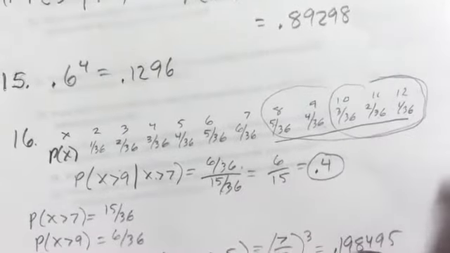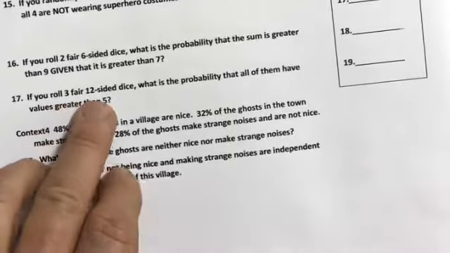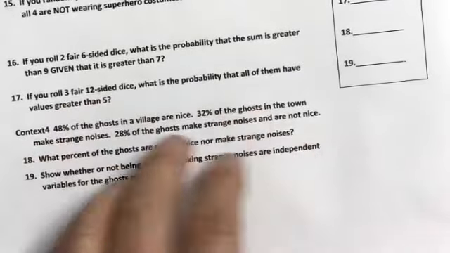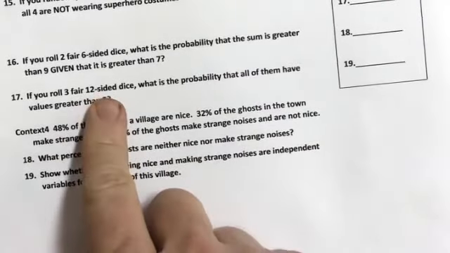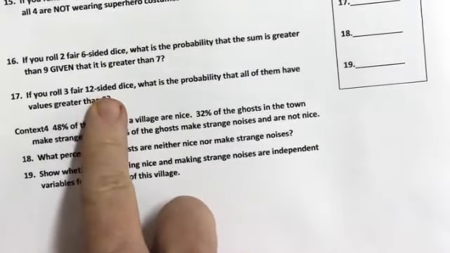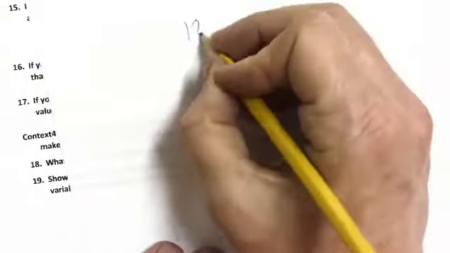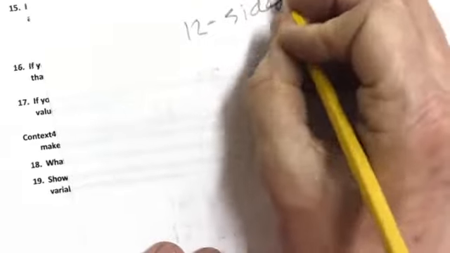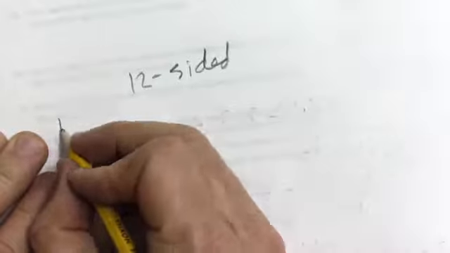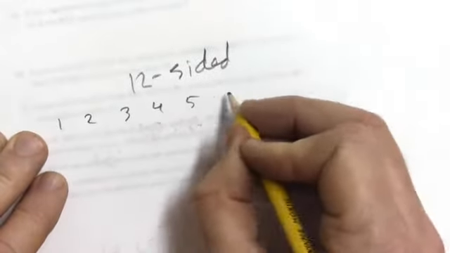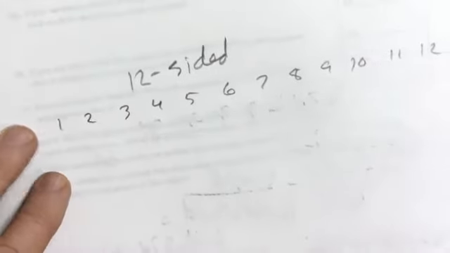All right. Now, number 17. If you roll 3 fair 12-sided dice, what's the probability that all of them have values greater than 5? The thing about this is we're not taking their sum. We're just rolling 3 dice. We're not adding them. So let's think about one die. If you have one 12-sided die, it could result in any number between 1 and 12.